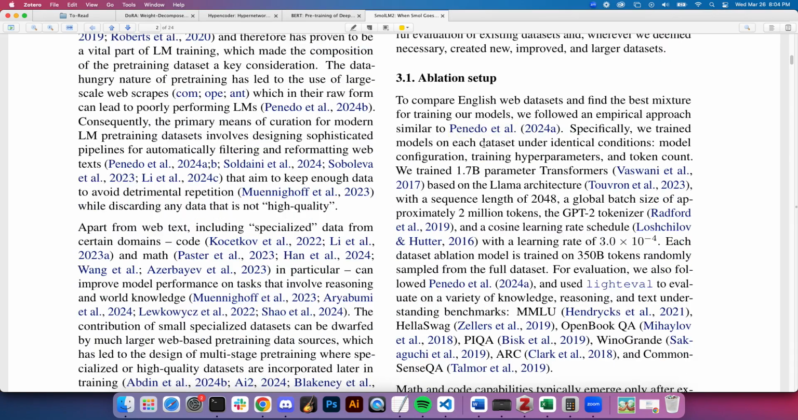We trained models on each dataset under identical conditions: model configuration, training hyperparameters, and token count. We trained 1.7 billion parameter transformers based on the Llama architecture with a sequence length of 2048, a global batch size of approximately 2 million tokens, the GPT-2 tokenizer and a cosine learning rate schedule with a learning rate of 3 times 10 to the negative 4. So this is the 1.7 billion.